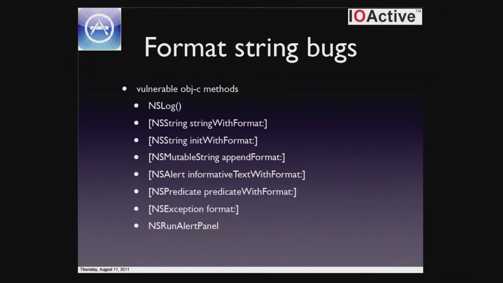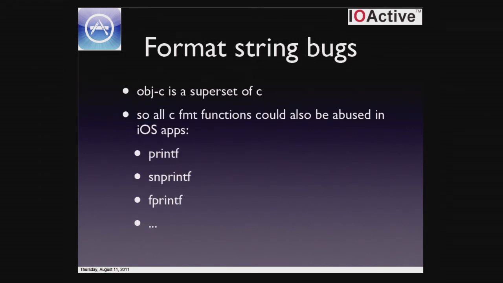But basically, the vulnerable Objective-C methods are the ones I'm listing. NSLog is one of the most common ones. stringWithFormat, initWithFormat, appendFormat, exceptionWithFormat. So any of these are potentially vulnerable to format string bugs. Obviously, since Objective-C is a superset of C, the C format functions also come into play. So if you have an iPhone app which has some C code in it, and you use printf or snprintf or fprintf, you've got to watch out for format string bugs in those.